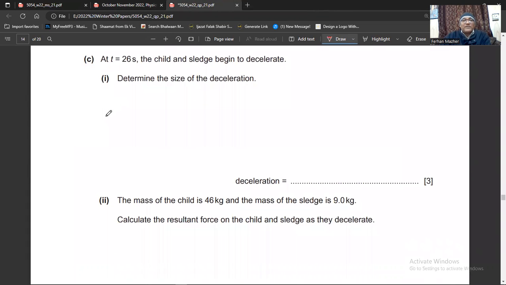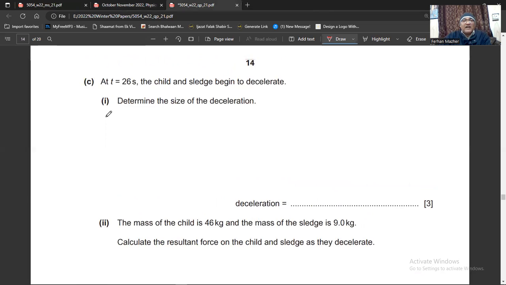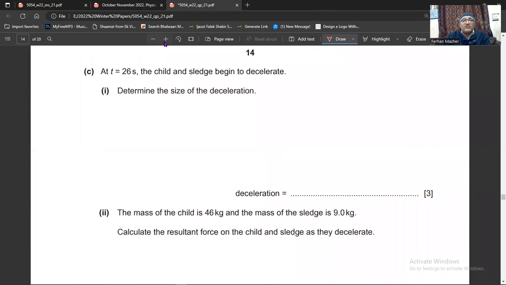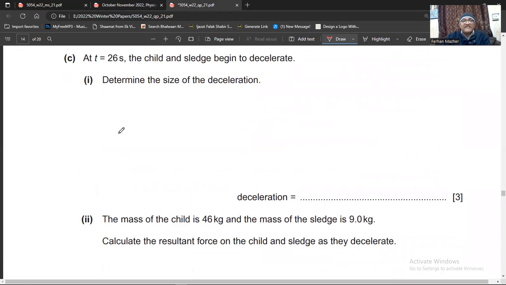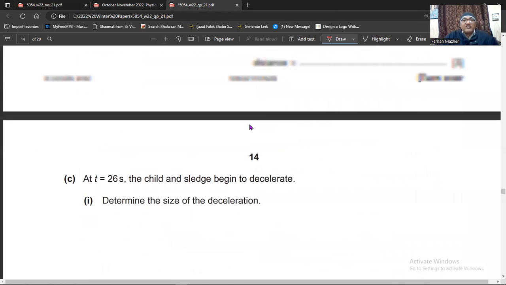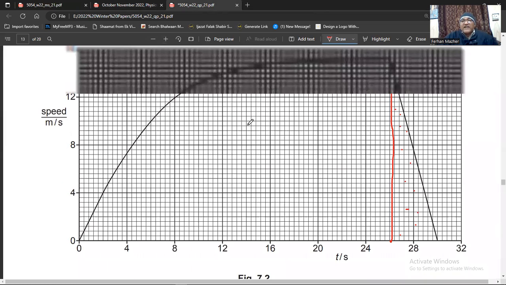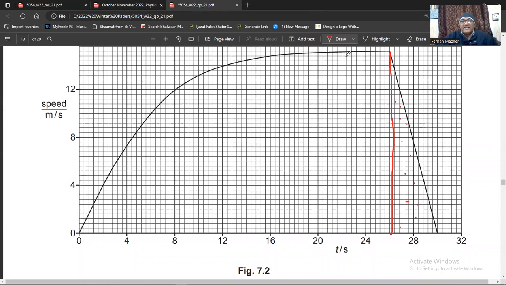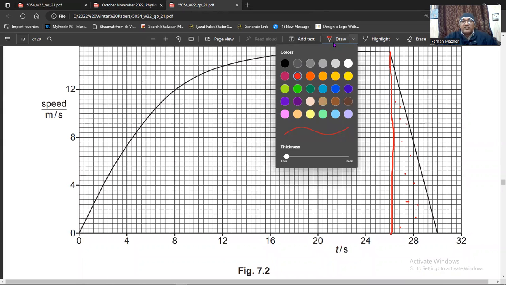So question number 7, C part. At t equals 26 seconds, the child and sledge begin to decelerate. Determine the size of the deceleration. Okay, so they want me to find out the gradient of this line, that is equal to the deceleration.